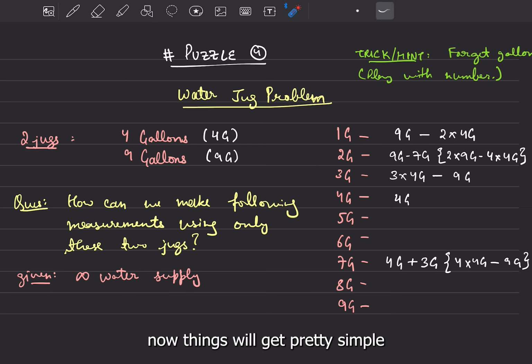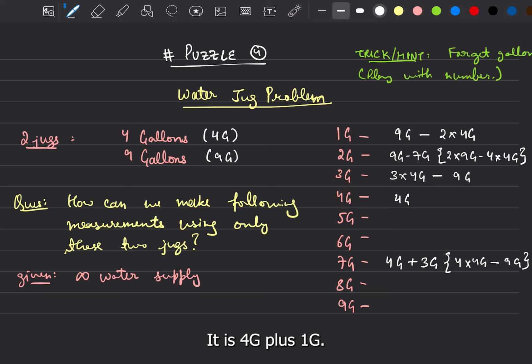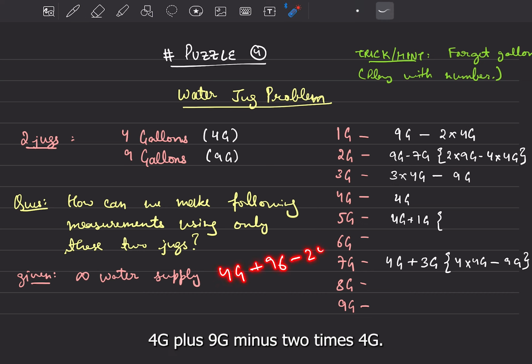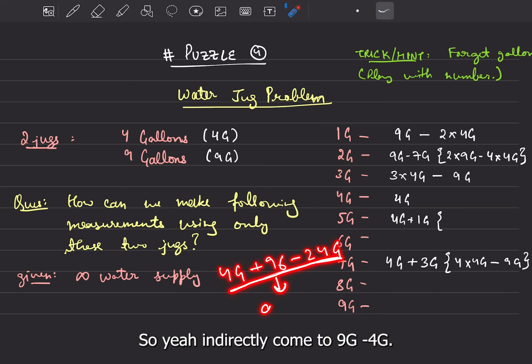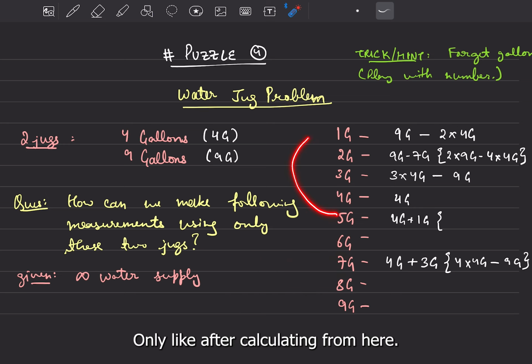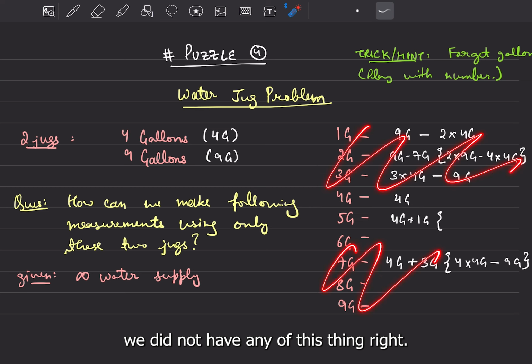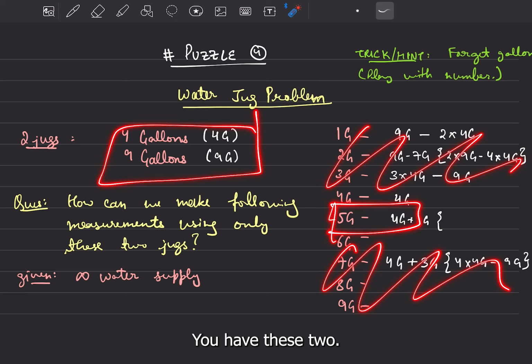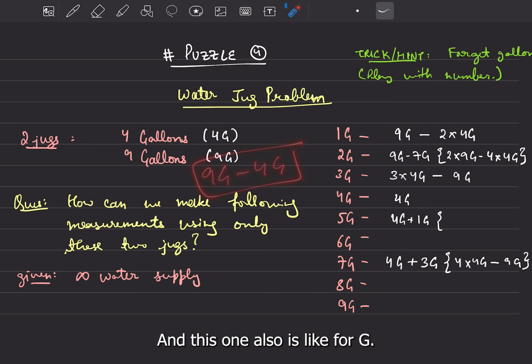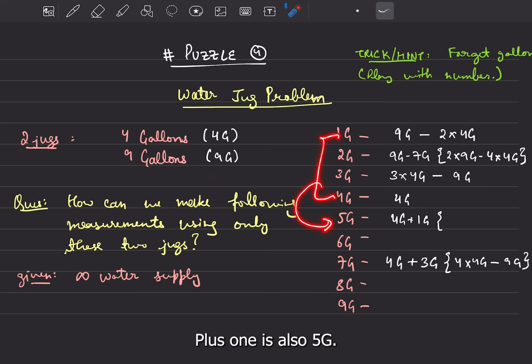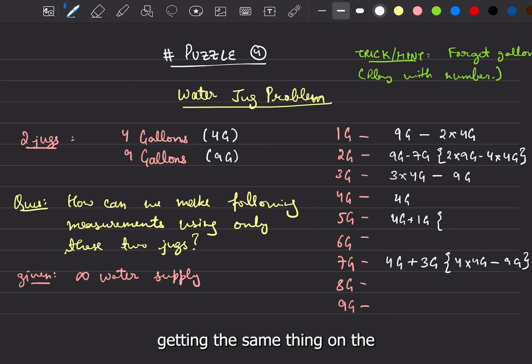Coming to 5G, things will get pretty simple because you have calculated everything. 5G is 4G plus 1G, which is 4G plus 9G minus 2 times 4G. So we indirectly come to 9G minus 4G only. And if you directly want to calculate 5G, you know that 9G minus 4G is 5G. So whether you calculate directly or indirectly, you'll end up at the same answer.